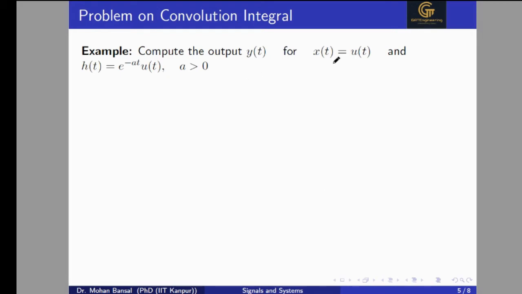Compute the output y(t) for x(t) equal to u(t) and h(t) equal to e to the power minus a t u(t), when a is greater than 0. So we can draw x(t) equal to u(t), which is defined for t greater than or equal to 0 and its value is 1. For t less than 0, the x(t) value is 0. Now h(t) is defined as e to the power minus a t u(t), where e to the power minus a t is defined from minus infinity to infinity, but since it is multiplied with u(t), it will be defined for only t greater than 0. So we'll get a decaying exponential signal with respect to time.